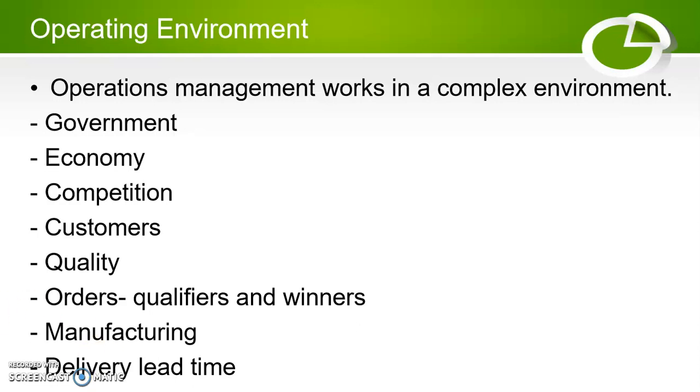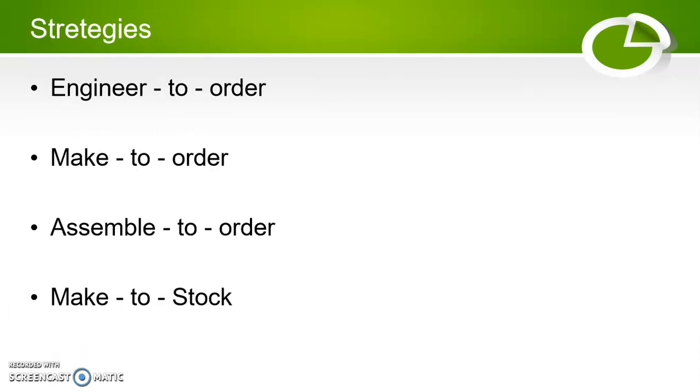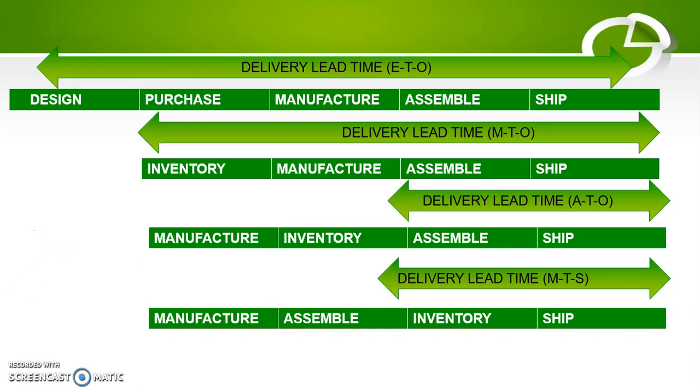So we have the 4 basic strategies: engineer to order, make to order, assemble to order and make to stock. These are all the 4 major strategies. Let us see them one by one. We have the very first one, engineer to order. This means that the customer specifications require unique engineering design. Engineer to order goes from design, purchase, manufacture, assemble and shipping.